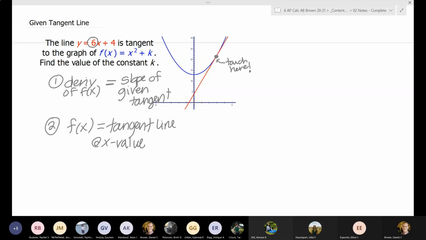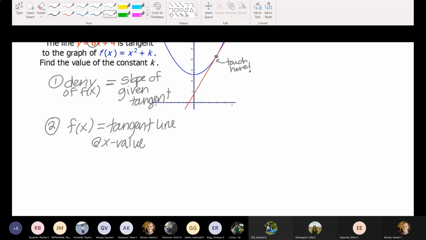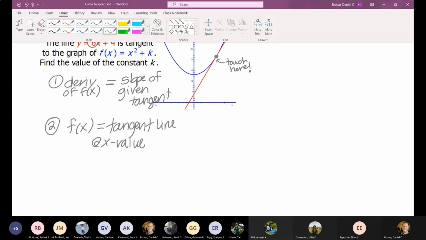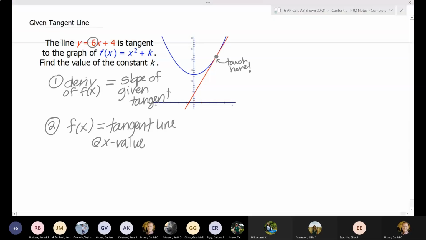So I'm looking at this problem. This is my given line that I have. I can look in the problem. This line is y equals 6x plus 4. We know that that 6 is the slope, and I know that the slope is the derivative. So I know the derivative is going to have to be equal to 6. Well, what is the derivative?